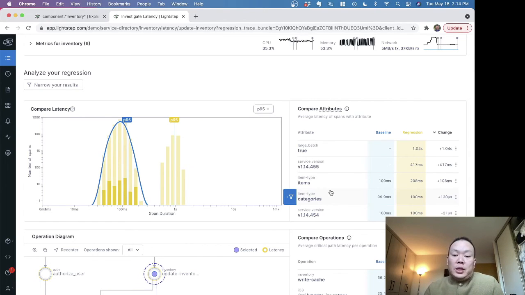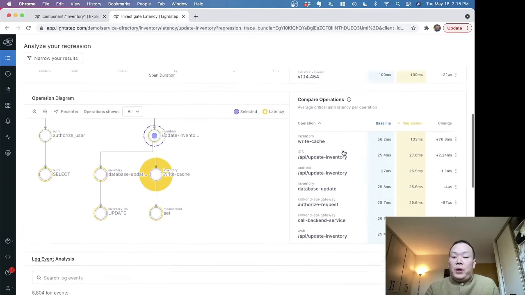So for example, as we can see here, there's some attribution that have changed. 2 very obvious ones: we see that the version 4.4.455 did not exist in the baseline, but does exist in the regression data set. So now we can pretty clearly see that that particular regression was introduced as part of version 4.5.5. But what we can also see here is that there is an attribute called large batch, which is set to true. Now, this value does not exist in the baseline, but does exist in the regression. So what we can probably surmise from this is, perhaps you are now writing larger batches to your cache and hitting some type of a limit, and now your cache writing is much, much slower.